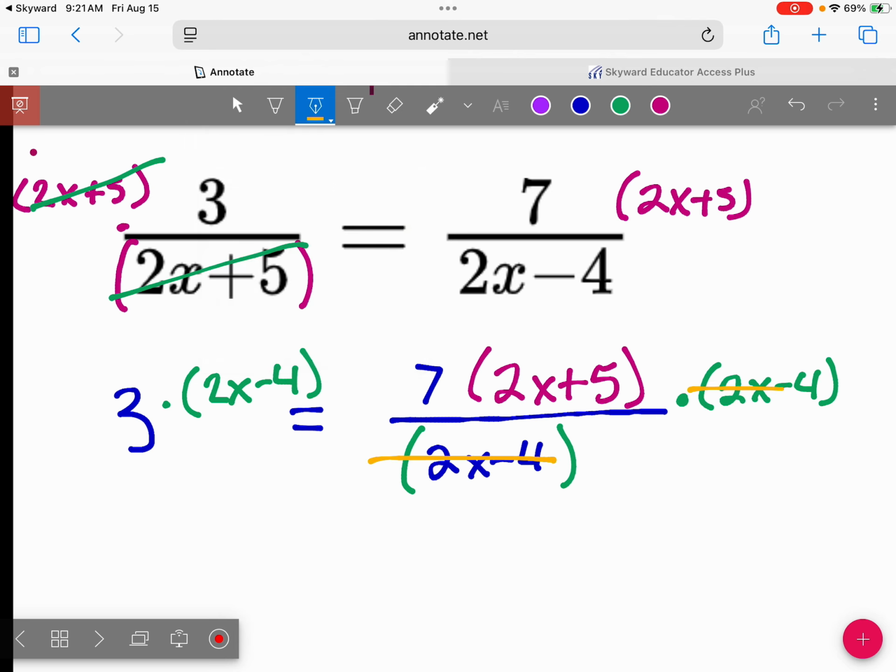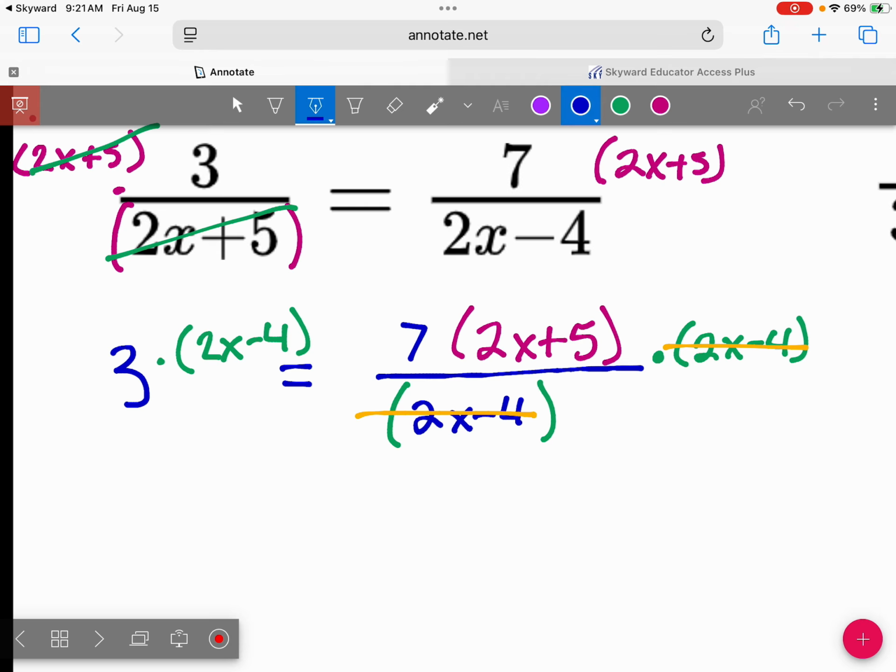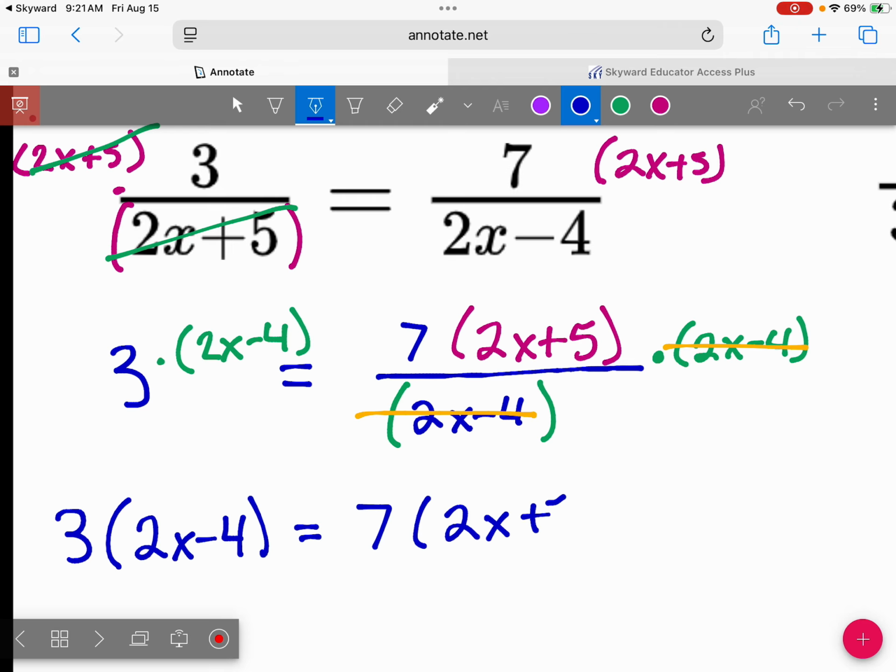This side and this side are going to cancel out, or that denominator is going to cancel out. So we wind up at 3 times 2x minus 4 set equal to 7 times 2x plus 5. Which, if we're thinking back to when we first learned how to deal with a fraction equals a fraction, a lot of times we thought about the butterfly.